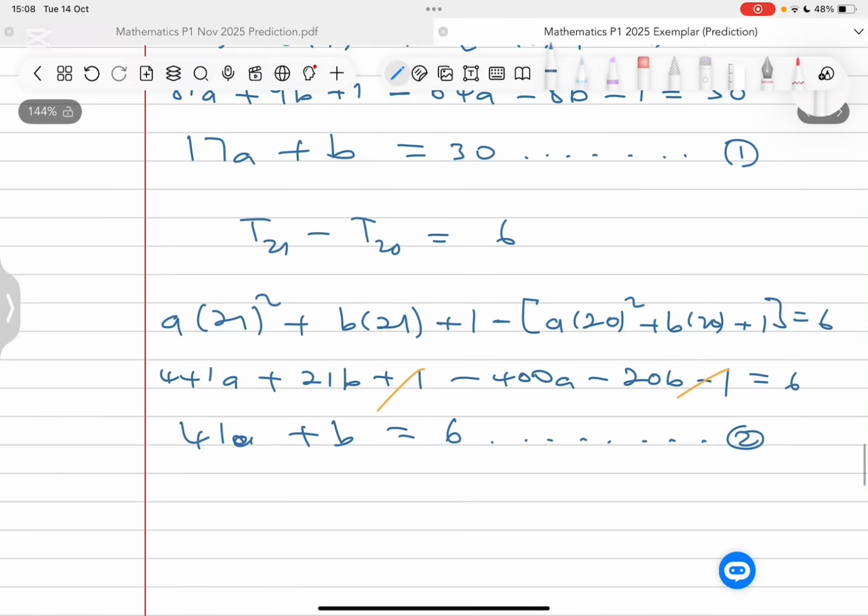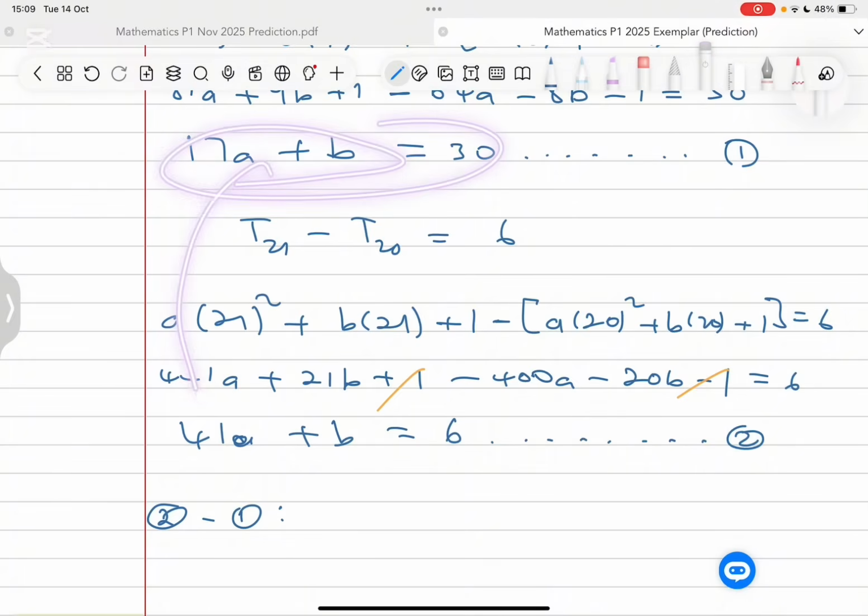Now, when you look at these two equations, we have to solve them simultaneously. There are many ways of doing simultaneous equations. You can make a the subject of the formula or b the subject of the formula and find the answer. But there's something unique that I see here. I'm going to use the elimination method because I can see that the b and the b here would simply cancel each other out. So what I'm going to do is say equation 2 minus equation 1. So I'm going to subtract equation 1 from equation 2.